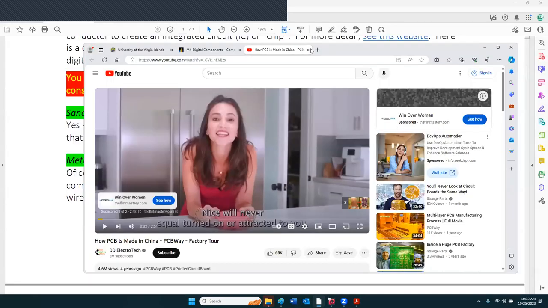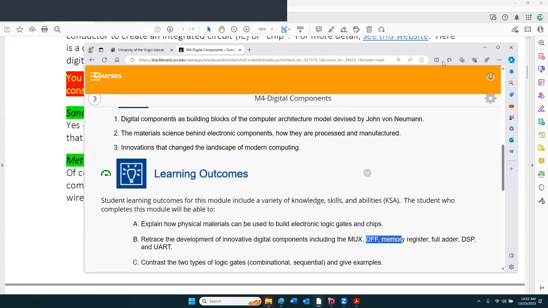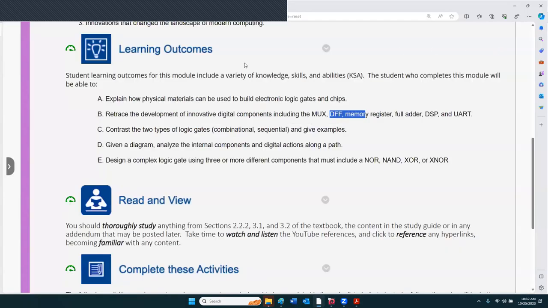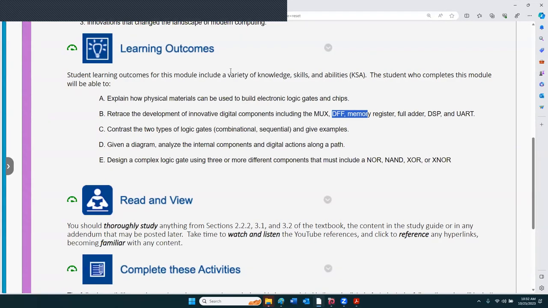So moving right along, you're going to have different ads based on... So DFF, let's keep going.